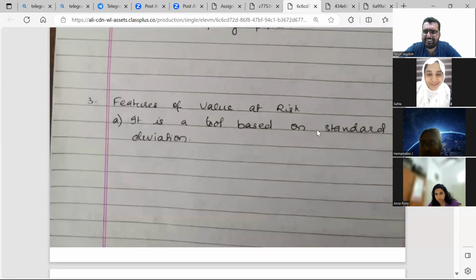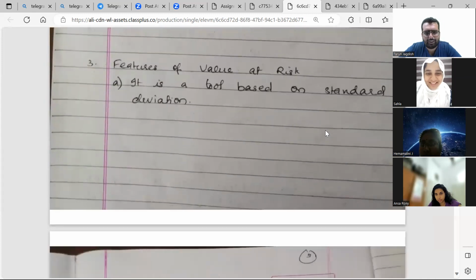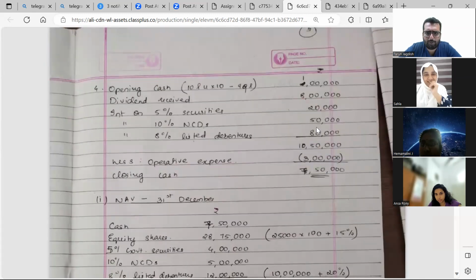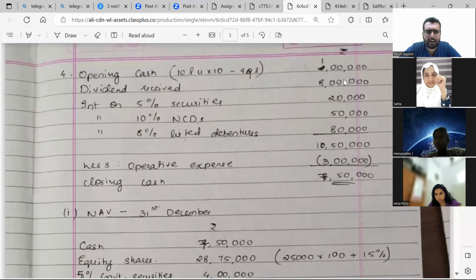Yes, sir. I was not sure about that. All right, it's all just... right. Fine. Okay, that's fine. So now I'll go to point number D. You have written opening cash 1 lakh, 8 lakh, 20,000. You took the less operating expense. Interest, you cannot write INT. You have to write down the full words over there: INTEREST. All right. Dividend received is okay.